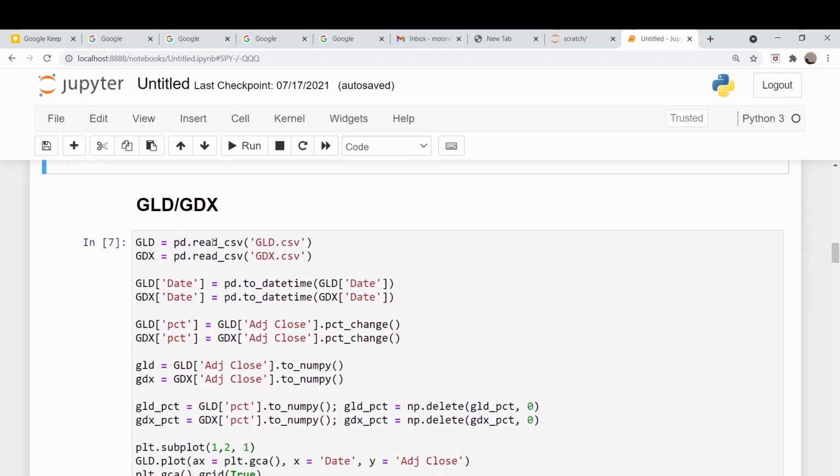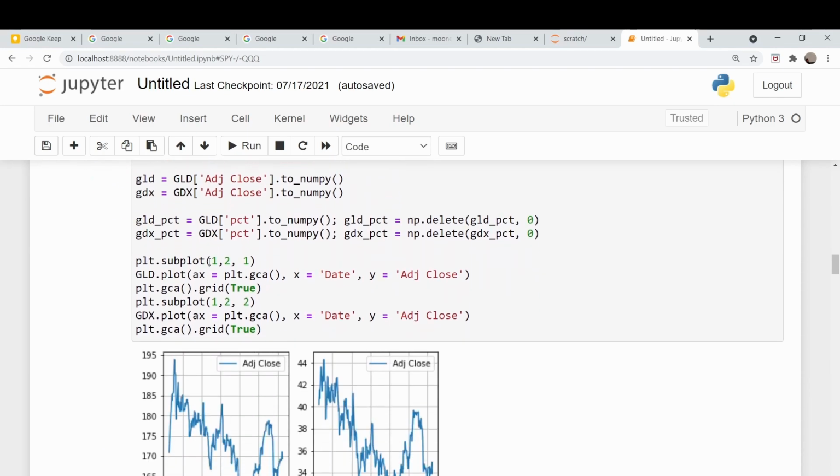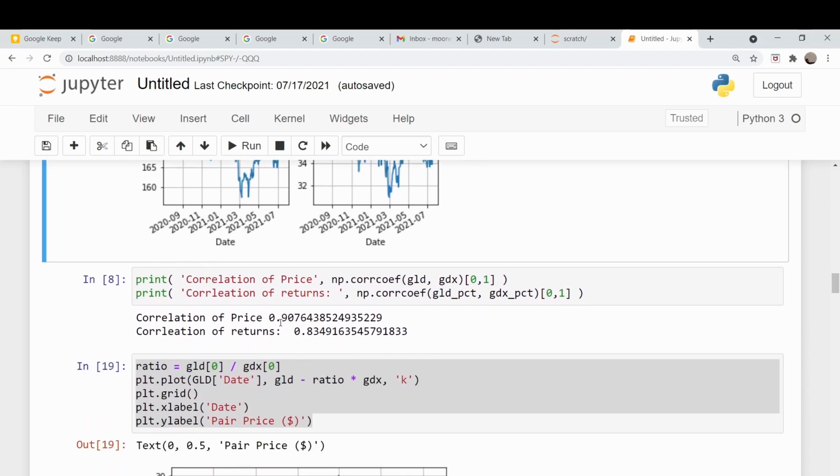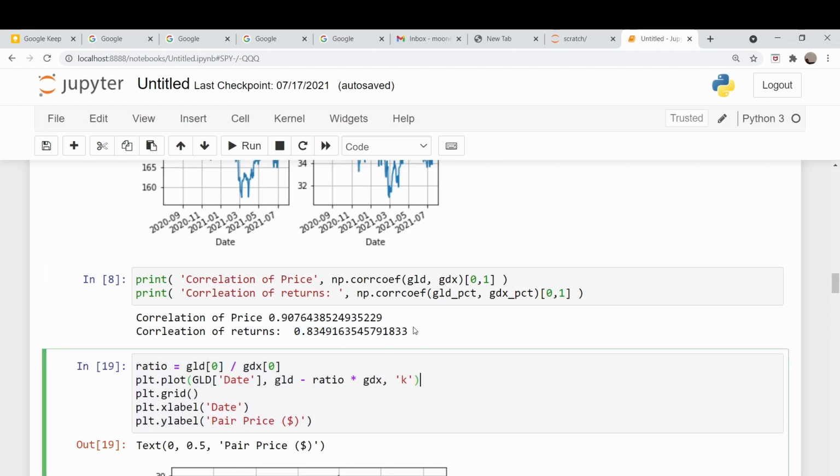And again, for gold and GDX, I'm going to define it the same way. Again, these are very strongly correlated, just eyeballing it. It doesn't seem to be quite as good as the spiders and Qs, but still pretty good. The correlation coefficients, again, are pretty high. In terms of price action, it's only 90% instead of high 97, but in terms of returns, it's still 83, so it's still pretty strongly correlated.